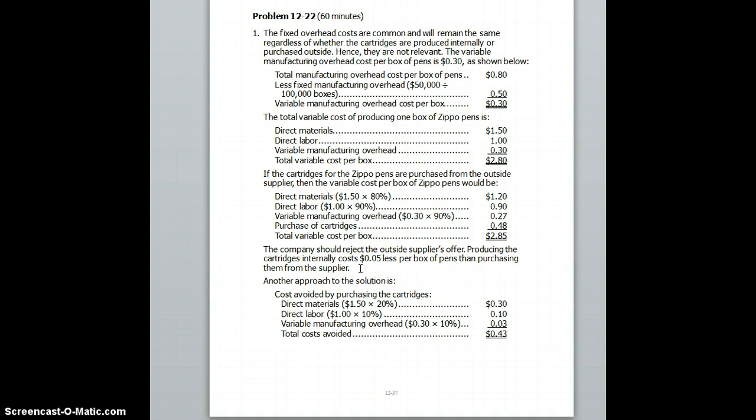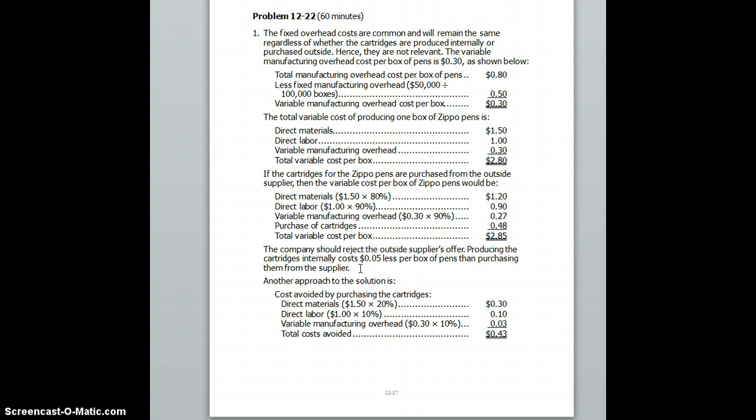Bronson estimates that if the supplier's offer were accepted, direct labor and variable manufacturing overhead cost would be reduced by 10% and direct material costs would be reduced by 20%. Under present operations, Bronson manufactures all of its own pens from start to finish. The Zippo pens are sold through wholesalers at $4 per box. Each box contains 1 dozen pens. Fixed manufacturing overhead costs charged to the Zippo pen line total $50,000 each year. The present cost of producing 1 dozen Zippo pens is given on page 566.